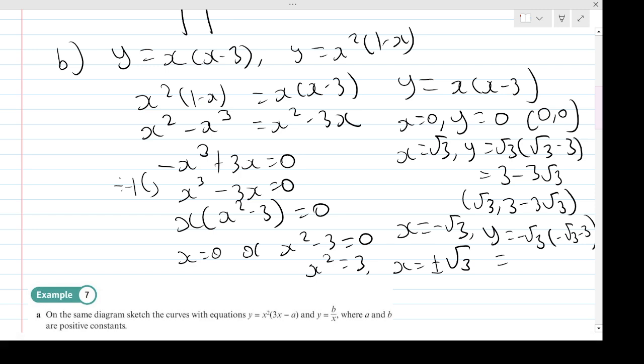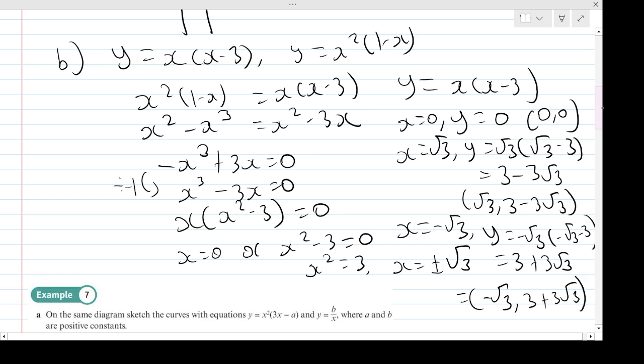So minus root 3 times minus root 3 would be positive 3 again, and then minus root 3 times minus 3 would be positive 3 root 3 again. Okay, so then that would give the coordinate when x is minus root 3, y is 3 plus 3 root 3. And there we are.